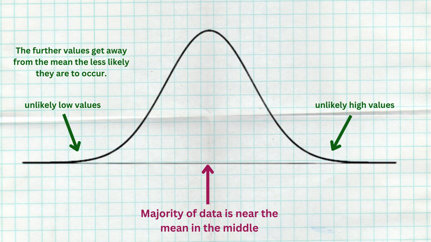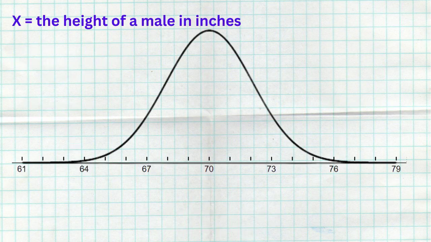So the further values get from the mean, the less likely they are to occur. Values really, really low are super unlikely values. Values really, really, really high are also super unlikely values. Now, a curve like this normal curve, again, I can't emphasize enough that it really does fit lots and lots of types of data. So for example, the height of males in inches is a distribution that is definitely modeled with a normal distribution.